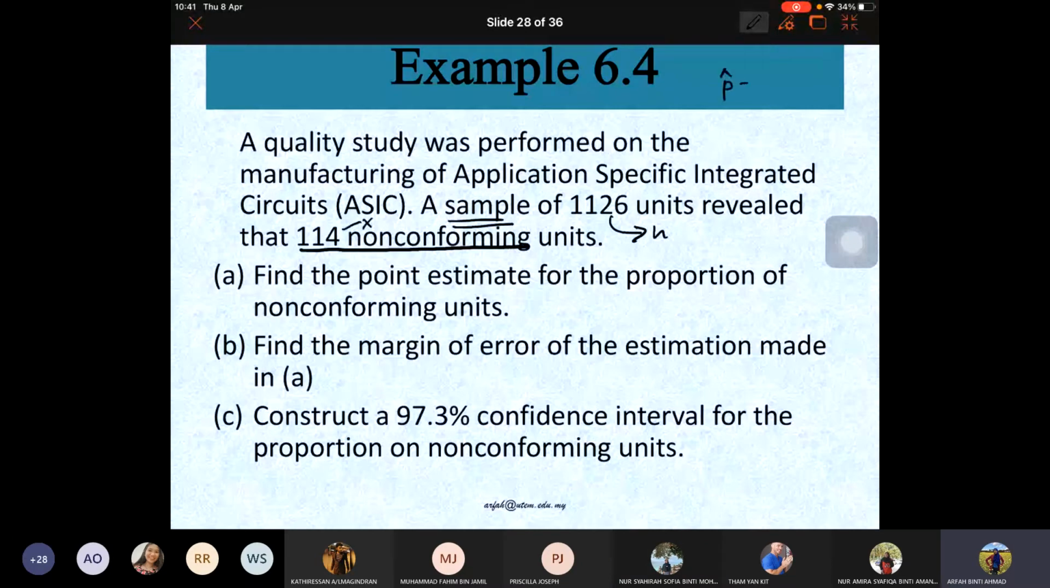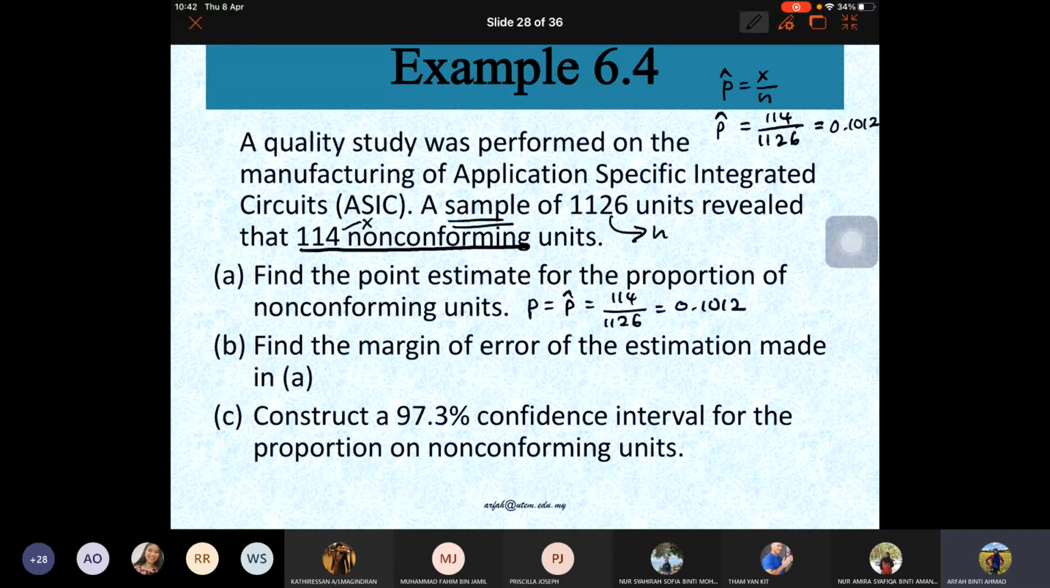So P hat akan sama dengan X dibahagikan dengan n, so akan sama dengan 114 bahagi 1126. So dapat berapa P hat awak? Kosong point 101. Betul, 0.1012. Okay, so find the point estimate for the proportion. That means P akan sama dengan P hat sama dengan 114 per 1126 sama dengan 0.1012.